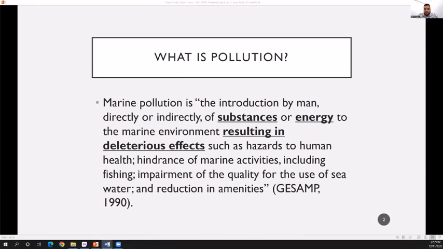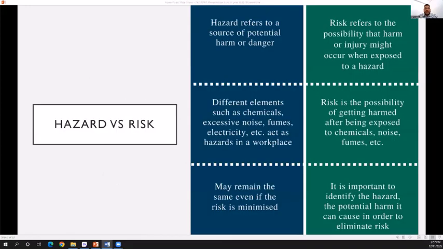So the biggest problem that my project aims to tackle is pollutants. A pollutant is basically contamination, substances or energy that results in or can result in adverse biological effects in animals and humans. And there's also an important distinction that I'd like to make with regards to the terms hazard and risk for the purpose of my presentation. So a hazard is something that has the potential to cause harm or danger, while a risk refers to the possibility or likelihood of that something to cause harm or danger when exposed.